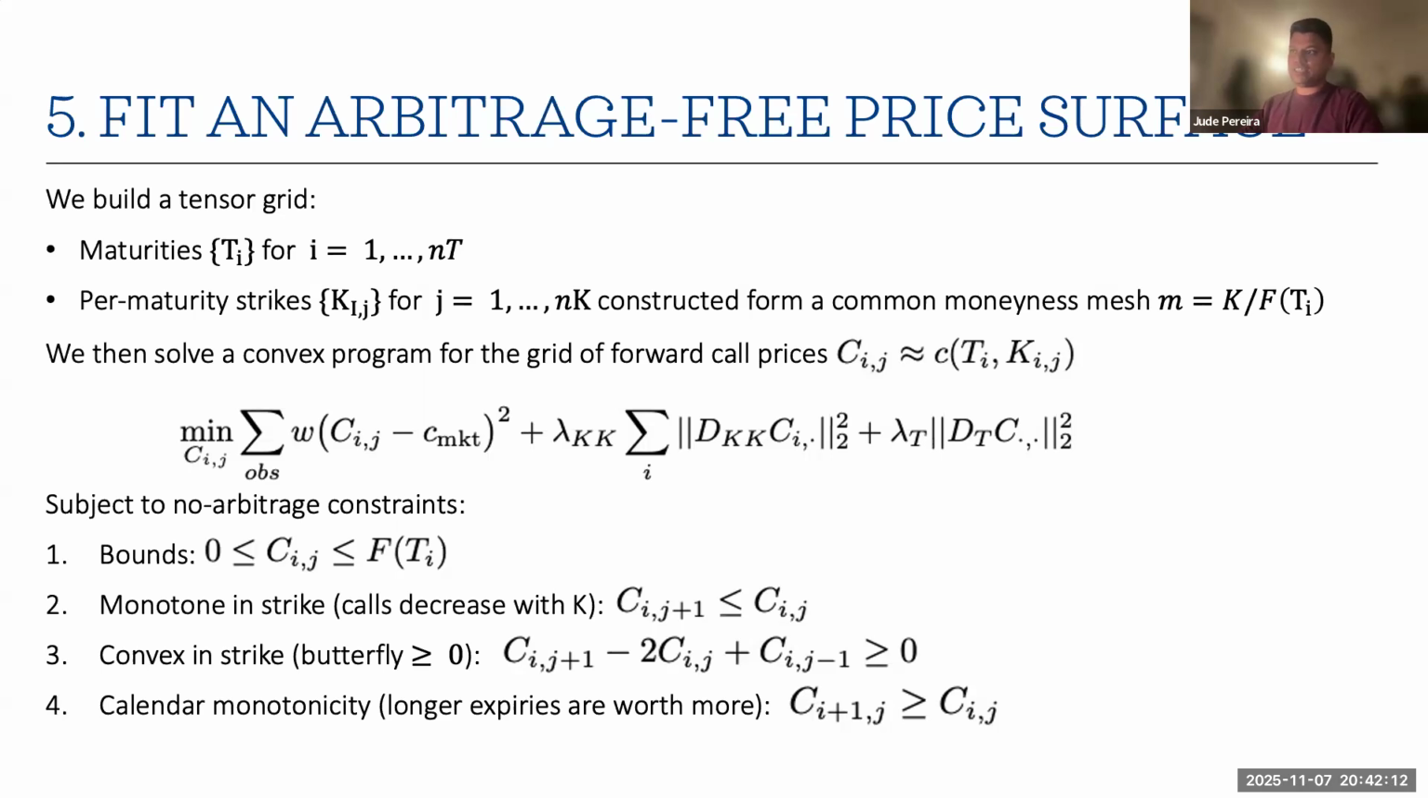The two parameters that you can see over here, lambda kk and lambda tt, are the parameters that impose those constraints. In particular, the constraints that we choose to work with are that the call option prices are within certain bounds and they're monotone in strike. That means the price decreases with an increase in the strike. And they're convex in strike. In particular, the second derivative of the call option price with respect to the strike price should be positive. And we also impose calendar monotonicity, which means that longer expiries are worth more.